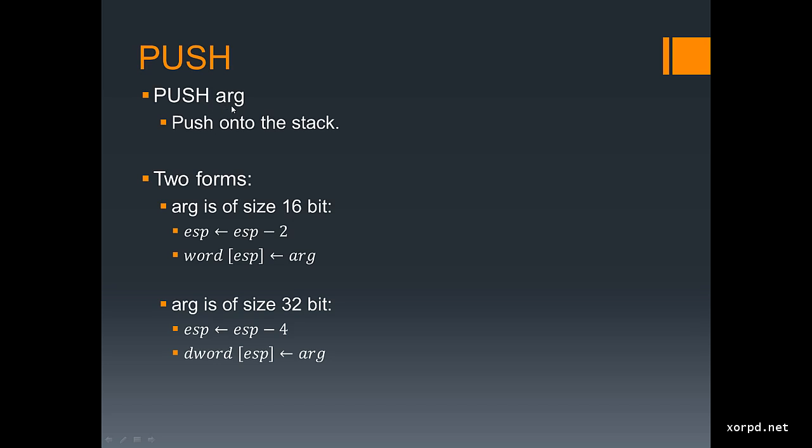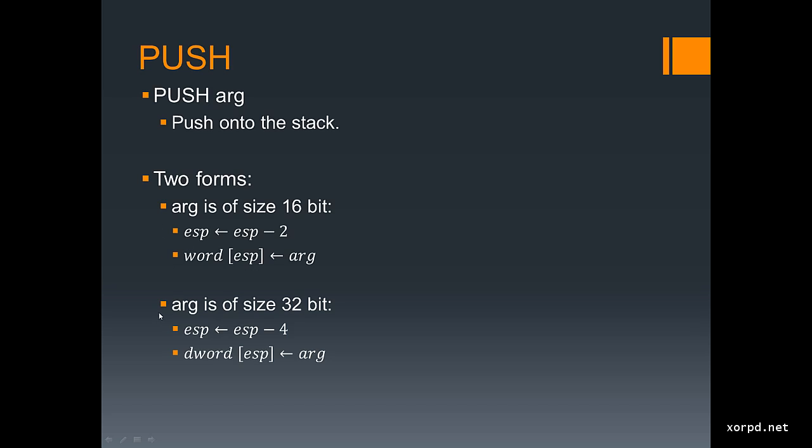The push instruction gets exactly one argument. If this argument is of size 16 bits, then we are on the 16-bit form. In this form, ESP is decreased by 2, which corresponds to 16 bits, because 2 bytes are exactly 16 bits. And then we store arg into the word pointed by ESP. Note that we first subtract and only then we store into the address of ESP. The order matters here.